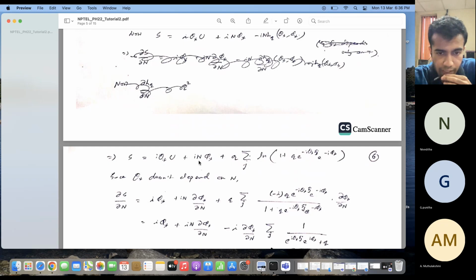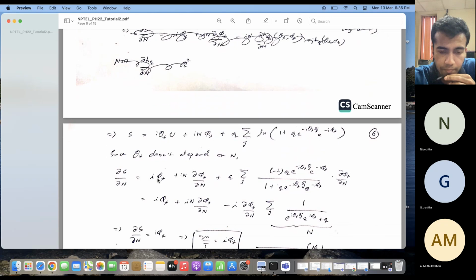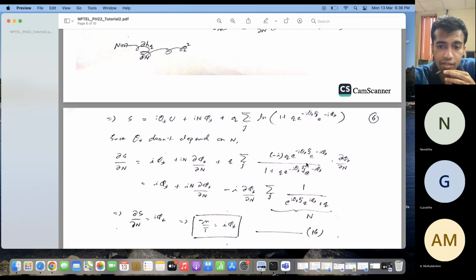So I take the derivative of this term first. This is equal to I phi star plus I n del phi star del N plus a derivative of this entire term with respect to N. And again, I use the fact that theta star does not depend on N. So I only take the derivative with respect to phi star and I get this form of a quantity.